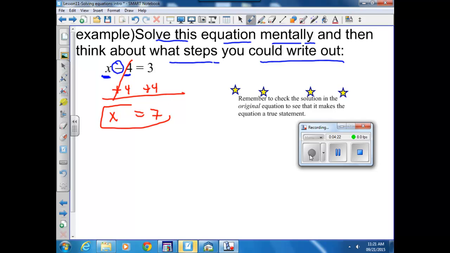See, so you've written out a step, and you've done what's called the addition property of equality. It says whatever you add to one side, you must add to the other side of the equation. Okay?